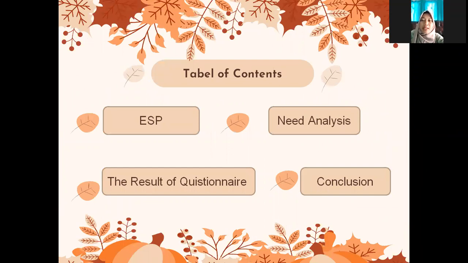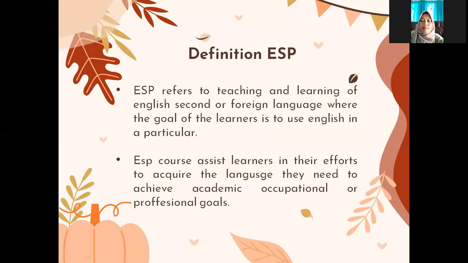And the next is the table of contents. The first is the definition of ESP, the second is the definition of needs analysis, the third is the result of the questionnaire, and the last is the conclusion. The next is the definition of ESP.